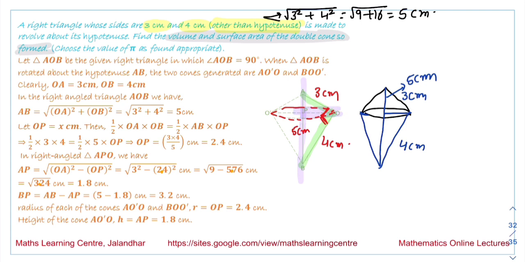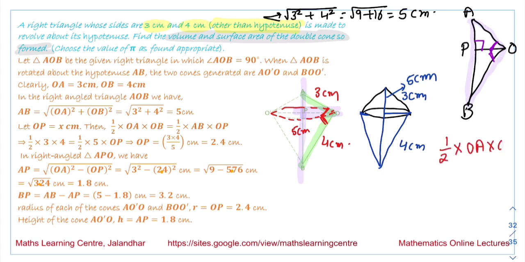To calculate this length, we are talking about this right angled triangle with the points O, P, A and B. This angle over here is 90 degrees and this angle over here is 90 degrees. So we calculate the area of the triangle AOB. The formula is half base OA into height OB, and this is equal to half base AB and height corresponding to AB, which is OP. So half and half get cancelled.